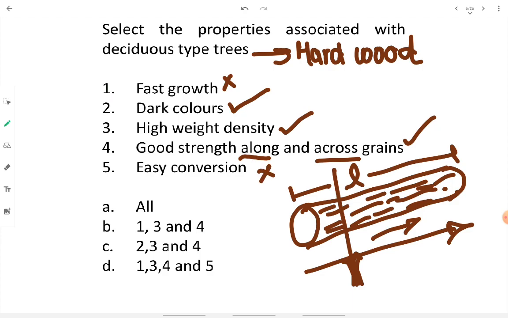Therefore we will go with points number 2, 3 and 4 here. Let's see the options. Option C says points 2, 3, 4. Hardwood has dark color, it has more weight density, therefore it is heavy, and it has strength along the grain's longitudinal direction as well as the lateral direction. So let's go to the next question.